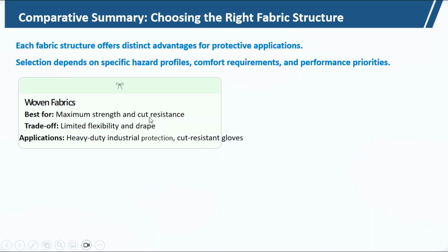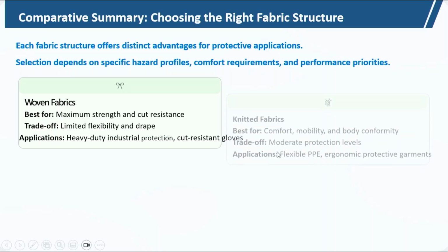Woven fabrics are used for maximum strength and cut resistance. Where we need high strength and cut resistance, the trade-off is limited flexibility and drape. Woven fabric has limited flexibility because of the warp and weft, it is not that flexible. We can use it for cut resistant gloves, only for heavy duty industrial protection.